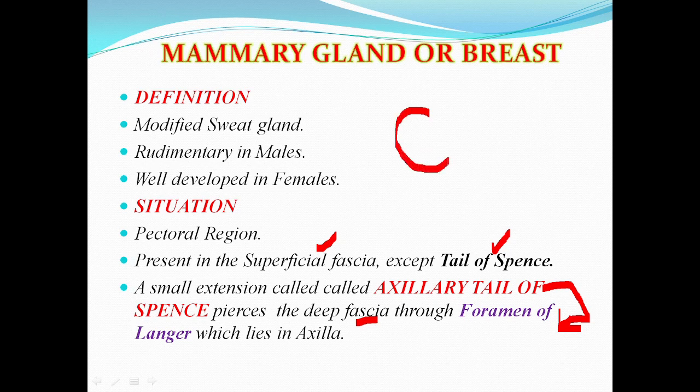Now we will take up the mammary gland. We draw it in a circular fashion, but with a little bit of mammary gland extending. This is called the tail of Spence, the axillary tail of Spence. Where I keep a dot at this level, you will find a foramen called the foramen of Langer. So this is our mammary gland, this is the axillary tail of Spence, and this dotted area is called what? The foramen of Langer. This part is located in the superficial fascia and this part is located in the deep fascia. This is the difference you need to remember.